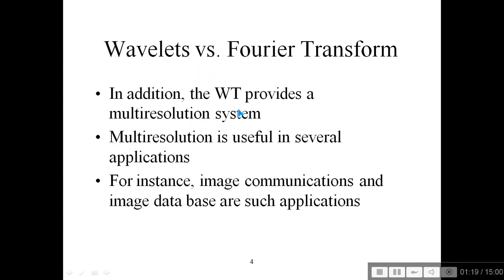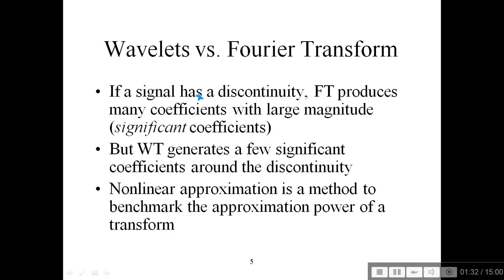In addition, the WT provides a multi-resolution system. This is also important, and multi-resolution is useful in several applications, for instance, image communications and image database. So if a signal has discontinuity, Fourier transform produces many coefficients with large magnitudes. We have a significant number of coefficients with large magnitudes. But WT, that is wavelet, generates few significant coefficients around the discontinuity.